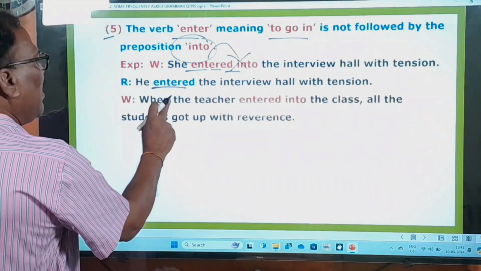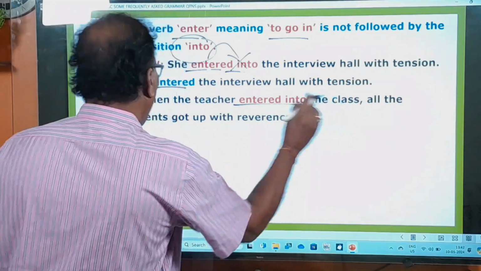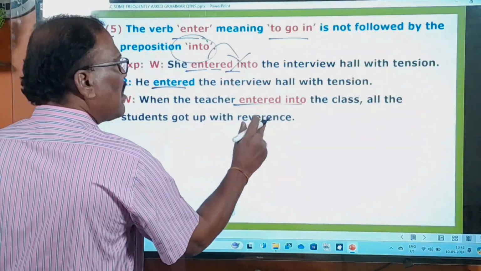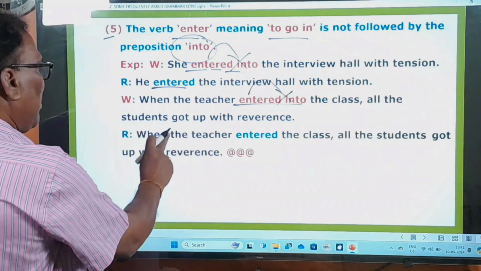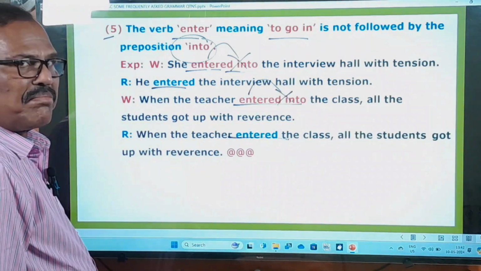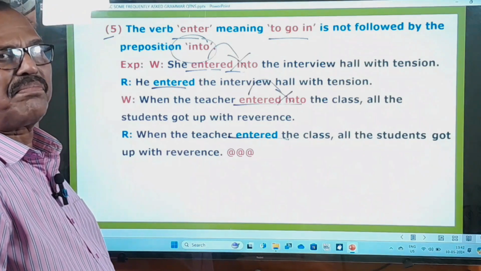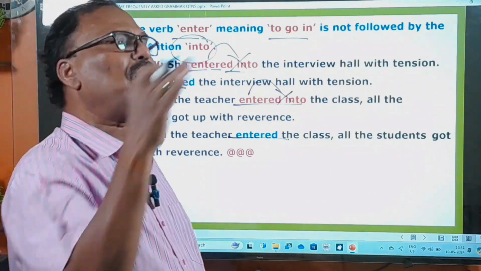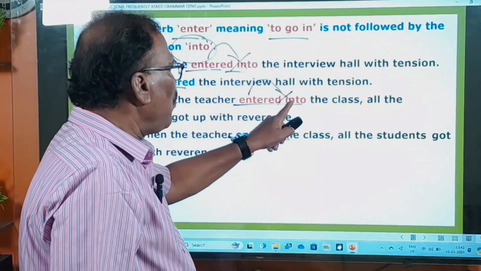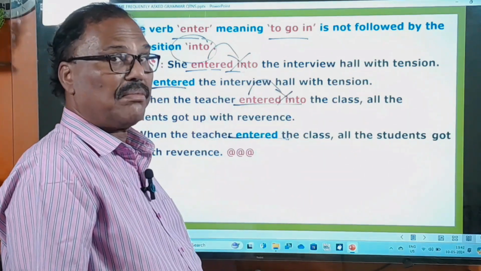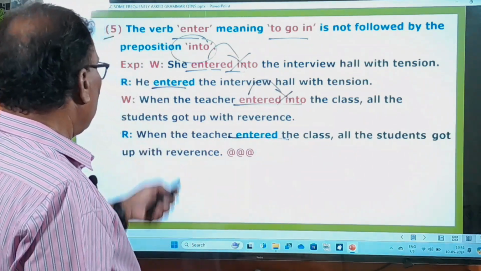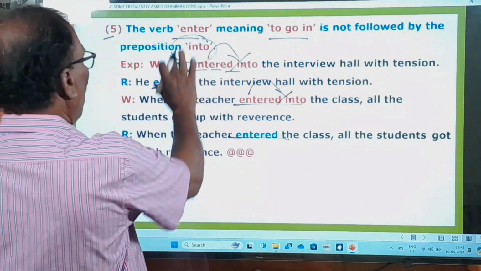And here, when the teacher entered into the class, all the students got up with reverence. Entered into. Okay, again, that's a mistake. You should say, when the teacher entered the class. Entered itself is enough. Enter means loniki velluta. The meaning of this loniki is already in this verb. Why using into again? Therefore, it's a meaningless thing. So this is like this. And here, this is all about this enter.